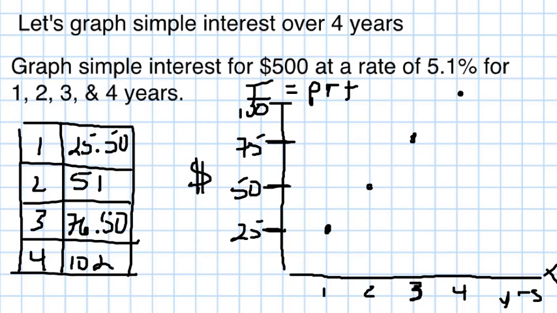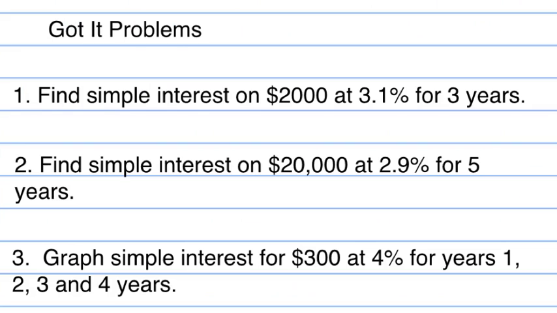Okay, so if you notice, as you're graphing this, you should have a pretty straight looking line that's going at a diagonal up the graph, because I'm increasing or making money each year. Okay, so that's what a graph of a simple interest loan or principal account should look like.